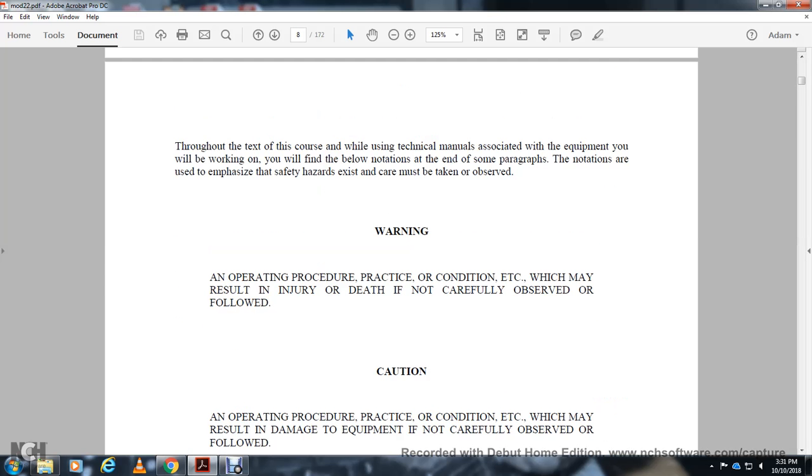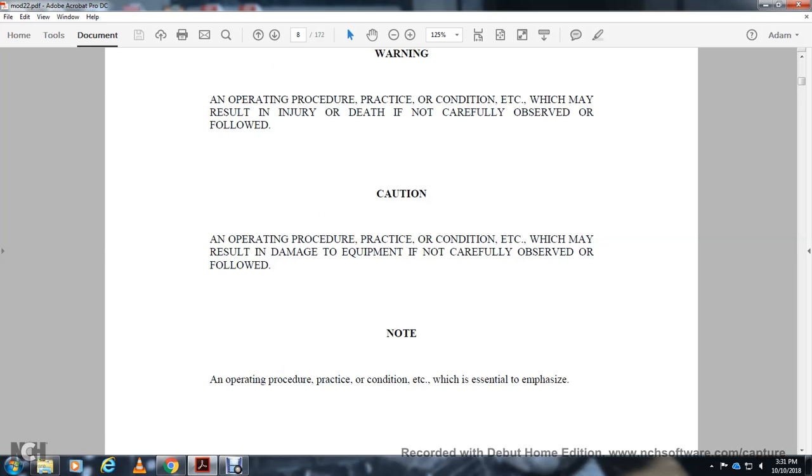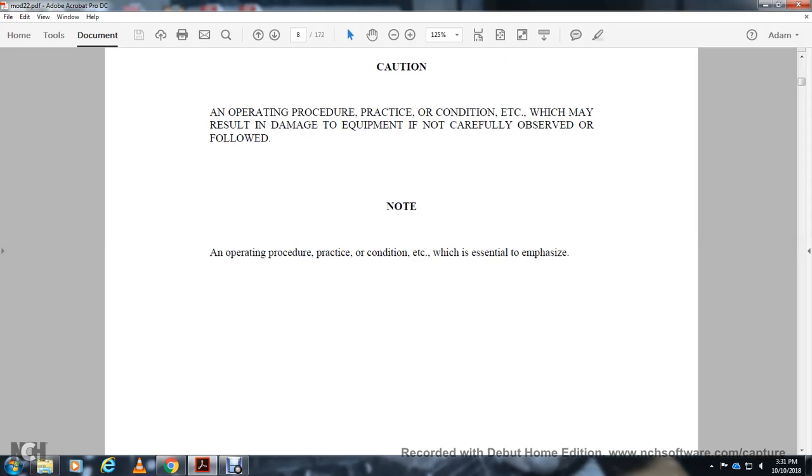Throughout this course, you will use the technical manuals associated with the equipment you'll be working with. You will find below the notations used to emphasize that safety hazards exist or that care must be taken. Warning: an operating procedure, practice, or condition which may result in injury or death if not carefully observed or followed. Caution: an operating procedure, practice, or condition which may result in damage to the equipment if not carefully observed or followed. Note: any operating procedure, practice, or condition which is essential to emphasize.